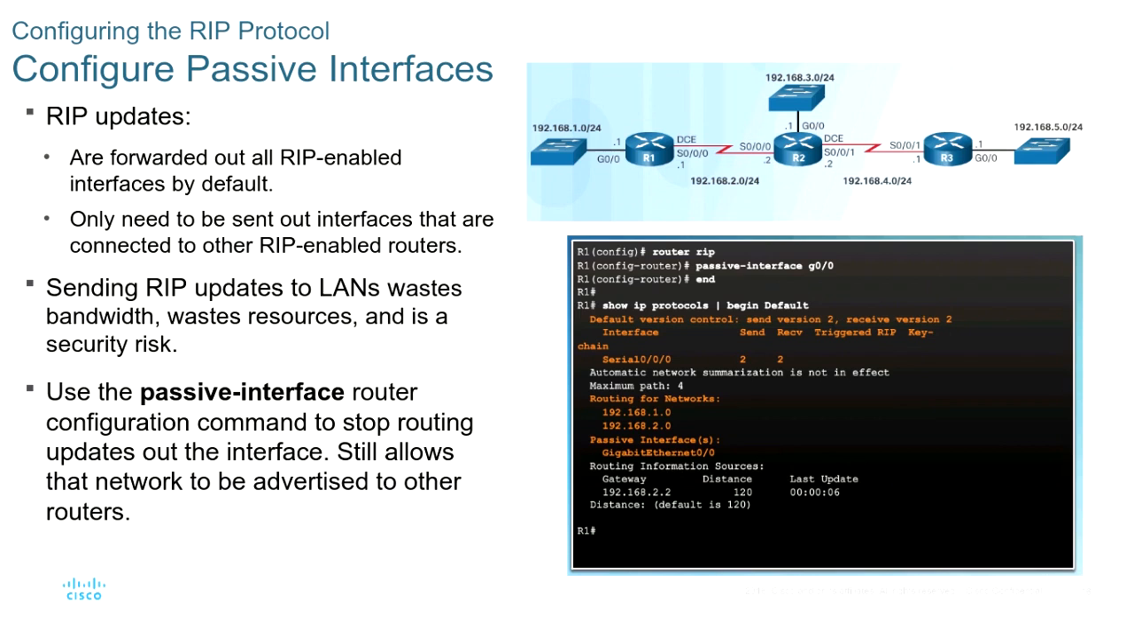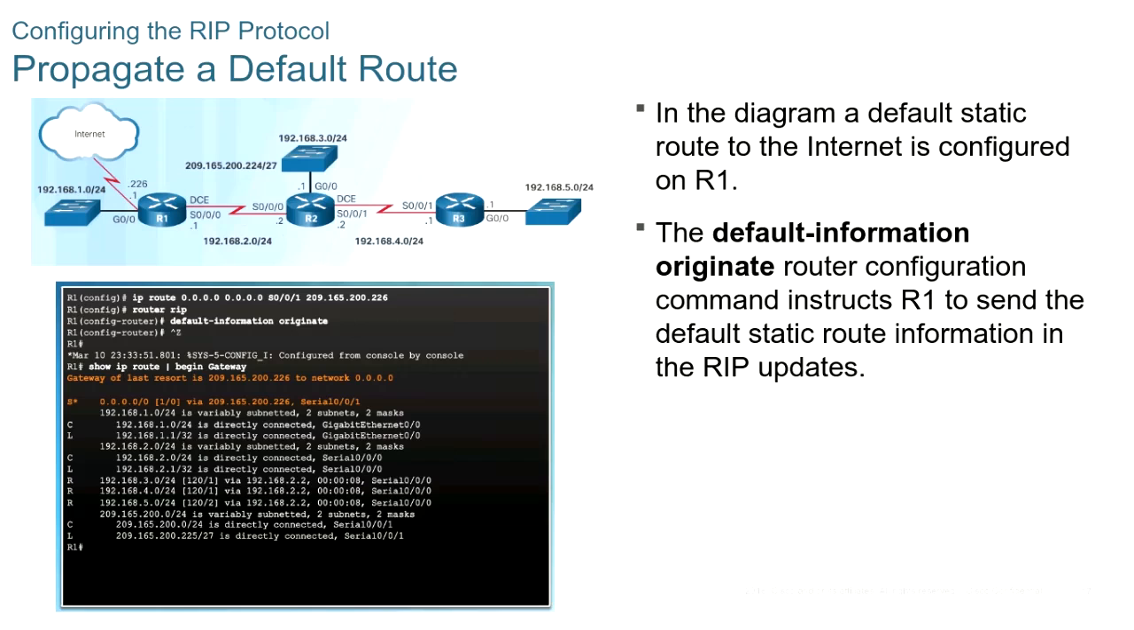So when we do show ip protocols, it tells us we have passivated, we have quieted down that gigabit Ethernet port. It's still connected, but those devices there don't go to any router, so we don't need to send the updates there. Now, dynamic routing protocols send information about all the directly connected networks to all the other routers.